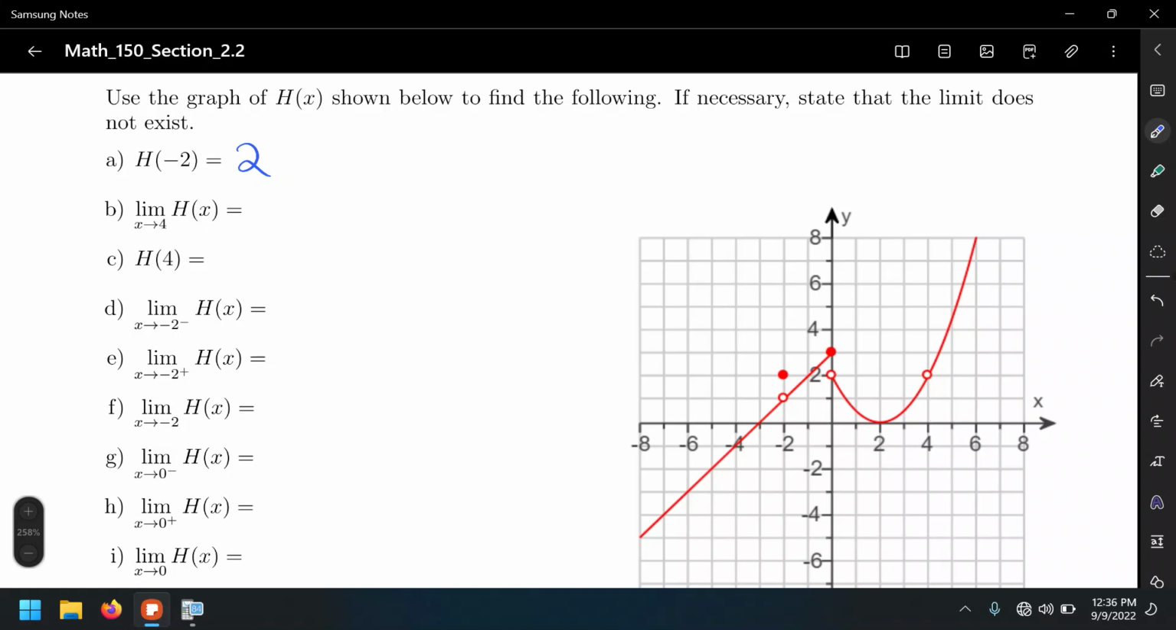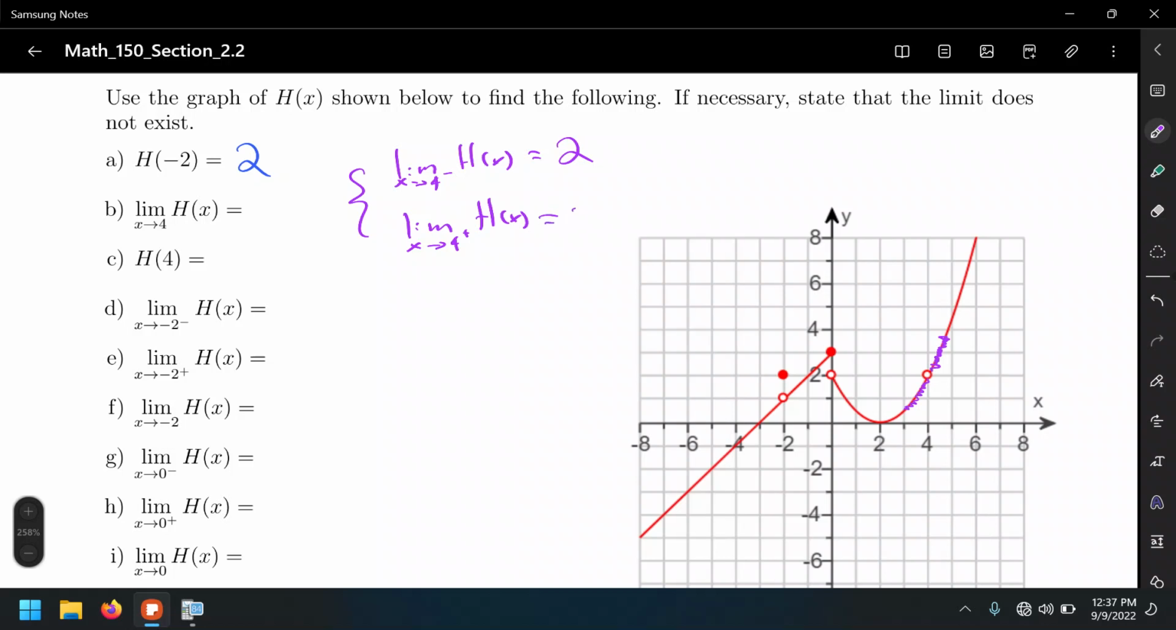Number 1. So in this case, I need to verify a couple of things. So I'm going to use the side limits. So when approaching from the left, limit of h of x approaching 4 from the left and limit as x approaches 4 from the right. Let me approach from the left. What's the y value apparently being hit when I approach from the left? 2. What's the y value being hit when I approach from the right otherwise? It's the same value, right?